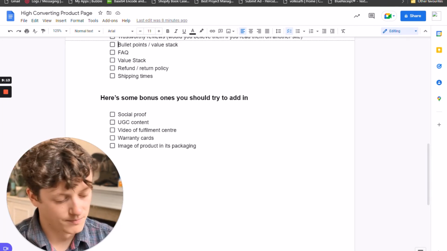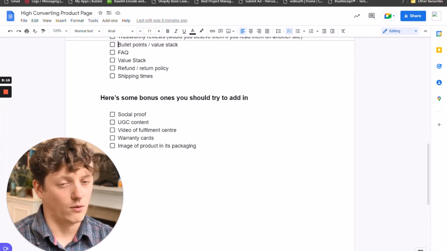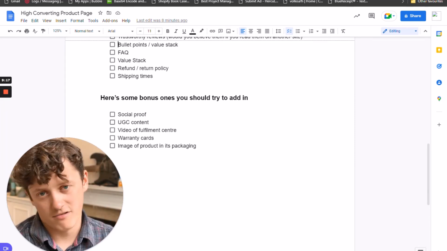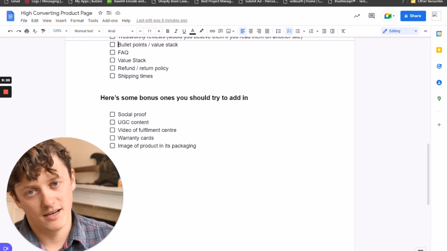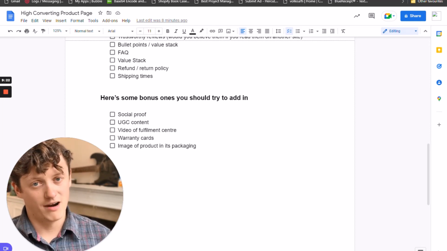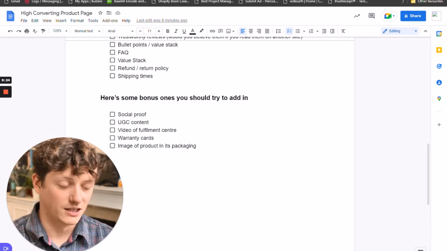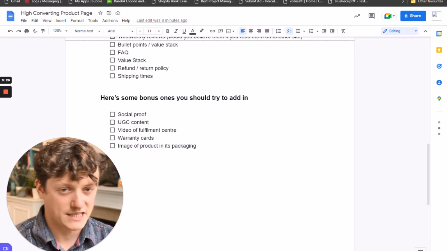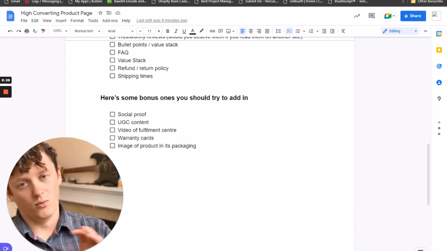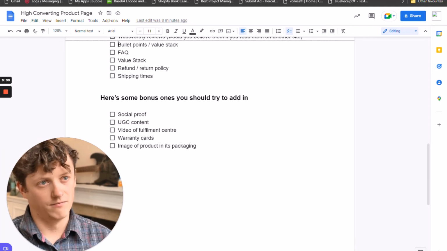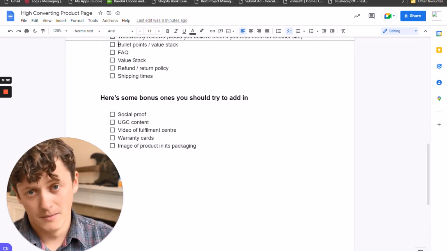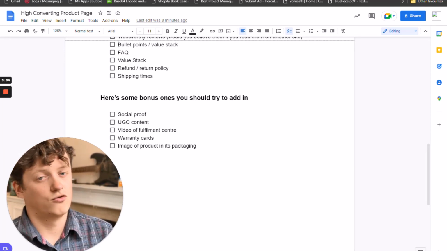You can add a video of your fulfillment center. You can just go onto Fiverr and someone will make you a video of a fulfillment center. It really does help boost the level of your brand. People then think you're more established than you actually are. You can have warranty cards. Those are the things that say worldwide shipping, lifetime warranty, refund rate or whatever. You want to have those on your website because it gives more trust to people who visit your website.